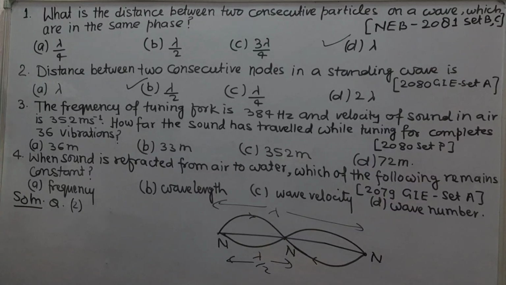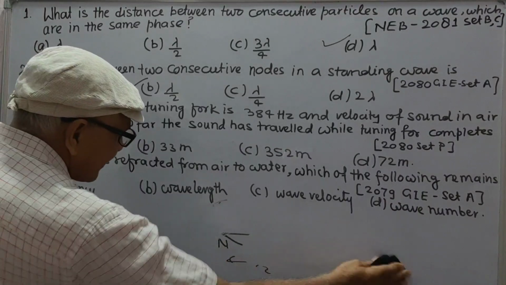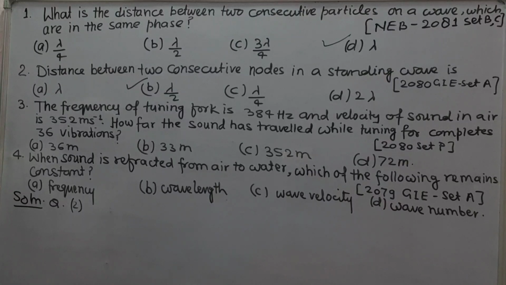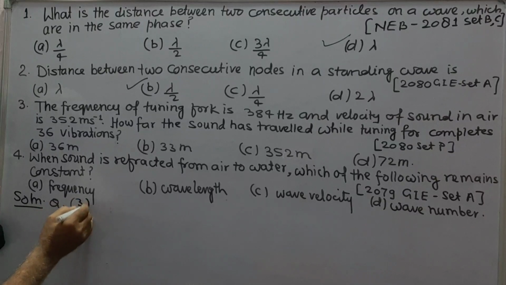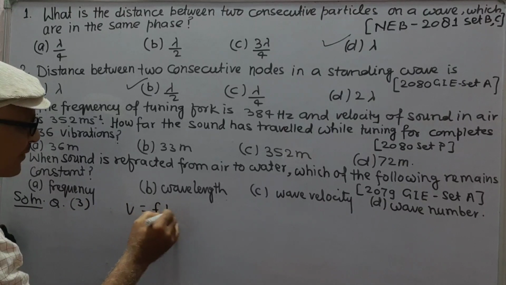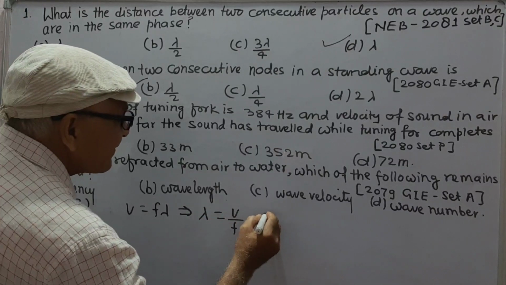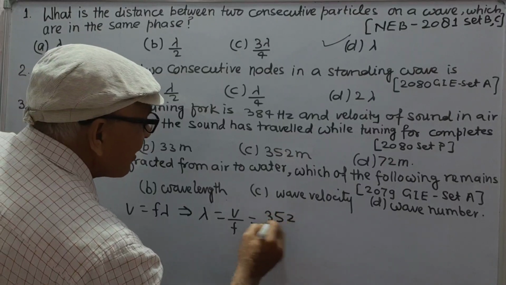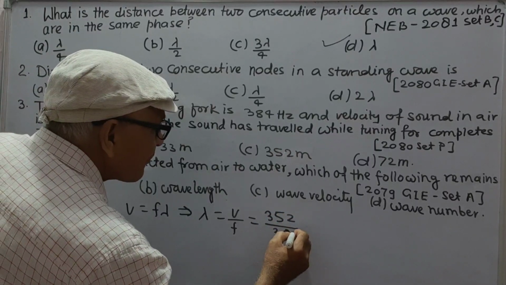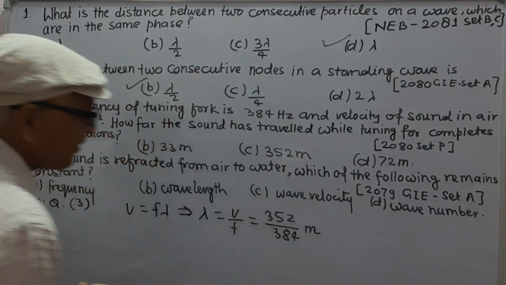Next, question number 3. The question is, the frequency of a tuning fork is 384 Hz and velocity of sound in air is 352 meter per second. How far has the sound traveled while the tuning fork completes 36 revolutions? So the solution to question 3, v is equal to f lambda gives lambda is equal to v by f. v is 352 and f is 384. So wavelength will be this much meters.